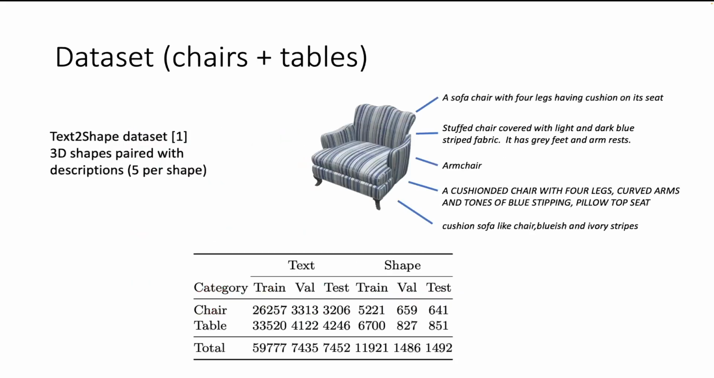We evaluate our model mainly on the Text2Shape dataset from the Text2Shape paper. The dataset consists of shapes from the chair and table categories of ShapeNet, with several descriptions for each of the shapes. The complete dataset statistics are shown here.